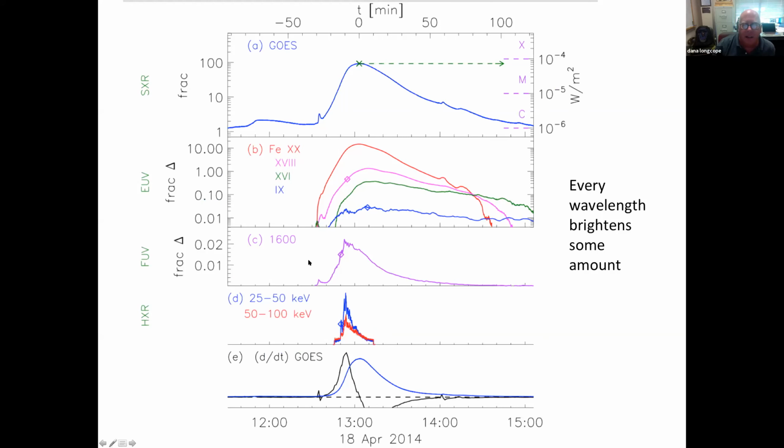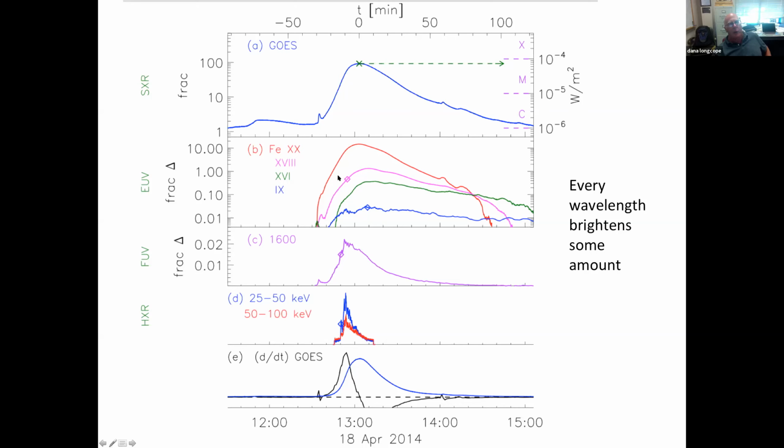Here's a different flare, but what I want to show here, the very top panel is the GOES X-ray flux. I put the watts per square meter on the right, but on the left, I put the fraction. There's a background level, and I show you how much it's enhanced above the background. You can see it goes up to almost 100 times background. This isn't even an X flare. So in this particular band of X-rays, the brightness of the sun in that wavelength goes up by a factor of 100.